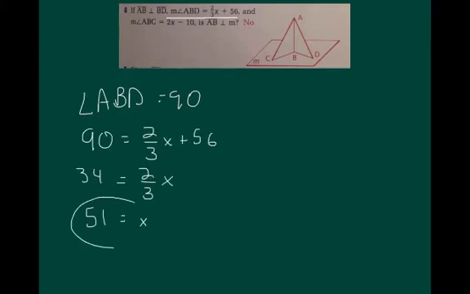Number 8 on page 279 is an important problem in this section because it gets to the heart of showing whether or not a line is perpendicular to a plane. So they tell us that AB is perpendicular to BD. Therefore, we know that angle ABD is equal to 90 degrees. From the given that angle ABD equals 2/3 x plus 56, I can solve for x. So x is 51. Now they want to know, is AB perpendicular to M?